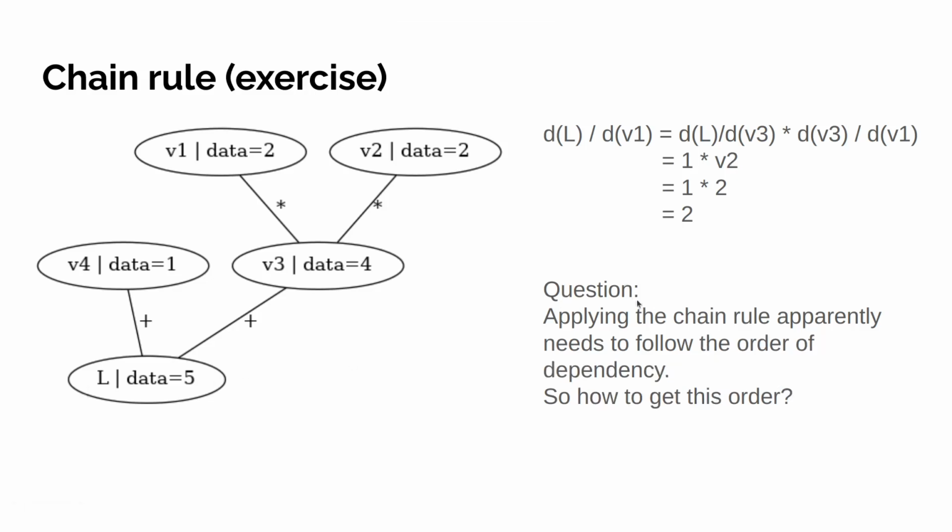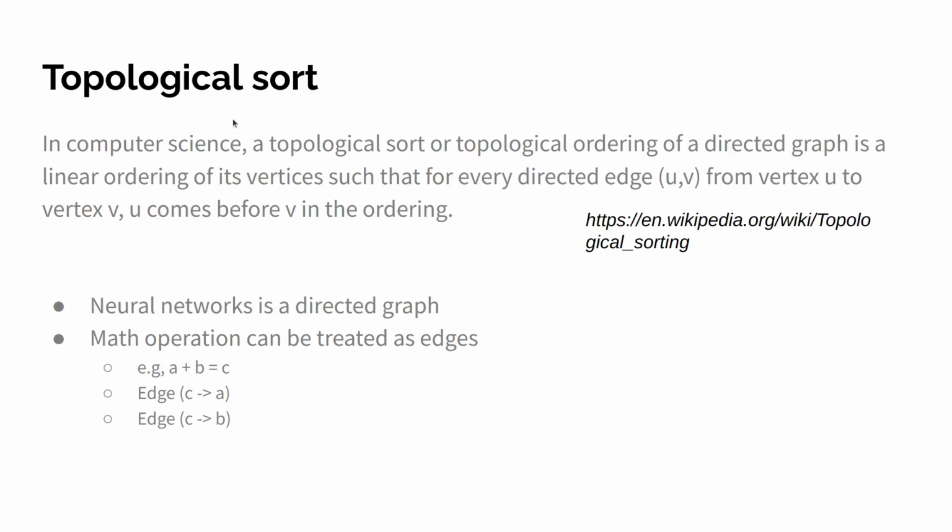So here is the key question. Apparently, in order to apply the chain rule, we need to follow the order of dependency. But how are we going to get this order programmatically? So naturally, we need to introduce the topological sort. In computer science, a topological sort or topological ordering of a directed graph is a linear ordering of its vertices, such that for every directed edge uv from vertex u to vertex v, u comes before v in the ordering.